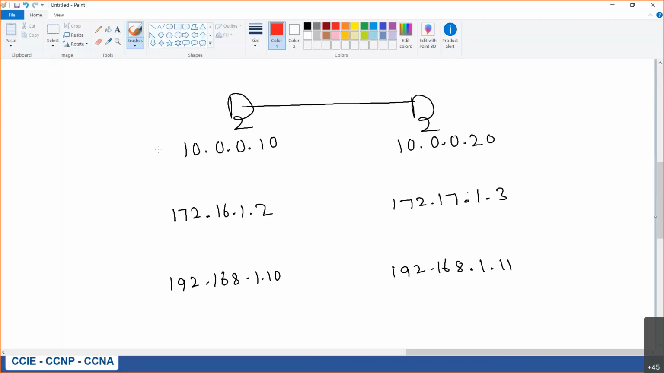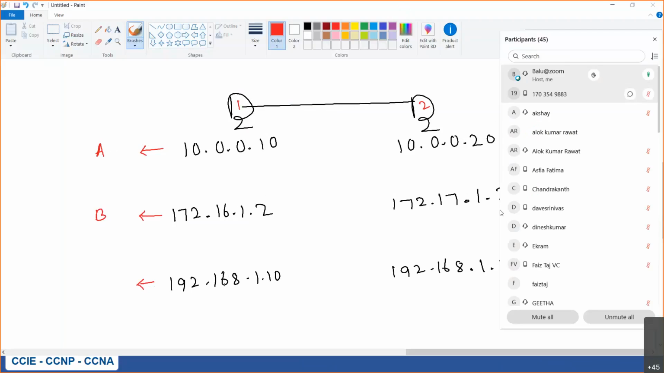Now tell me, guys, first IP address belongs to which class? Class A. Now PC1 and PC2, will they communicate in the first case? Yes. Okay. Now second example, which class IP address? Class B. Now first PC, second PC, will they communicate? No. Now third example, which class IP address it is? Class C. It can communicate.